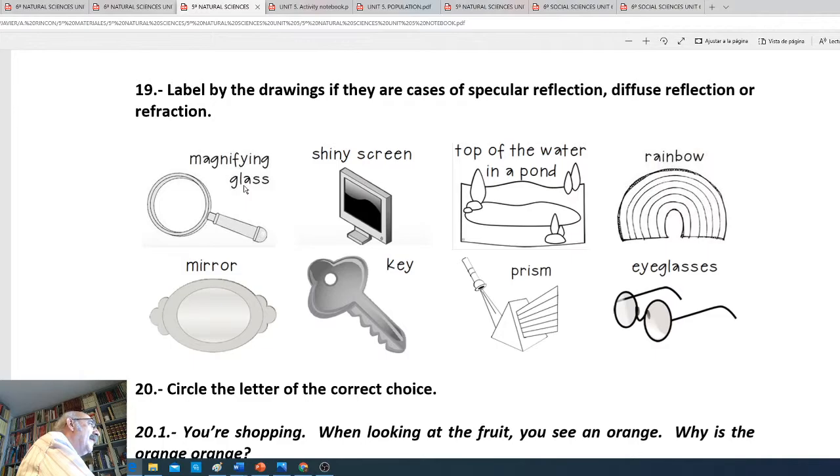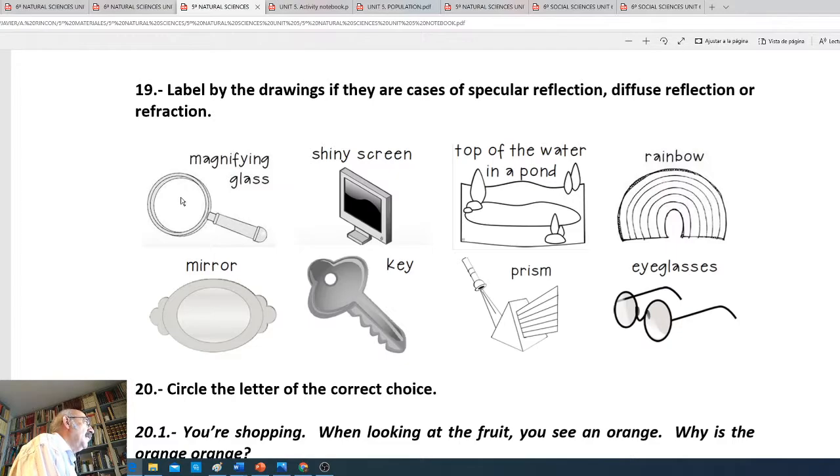What do you think? Remember, refraction is when you can see through the object, and reflection is when you can only see some colors of the object. What do you think? Magnifying glass. Yes, Ines. This is an example of refraction because light hits this crystal and it refracts because it passes from air to another medium, in this case a crystal.